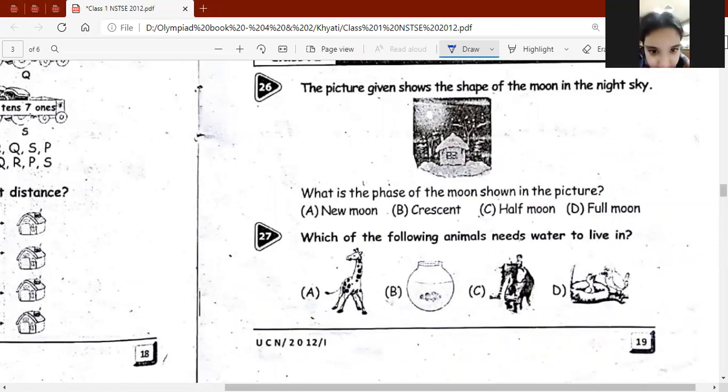What is the shape of the moon shown in the picture? The picture given shows the shape of the moon in the night sky. Ma'am, D.